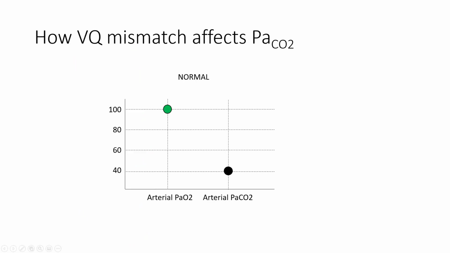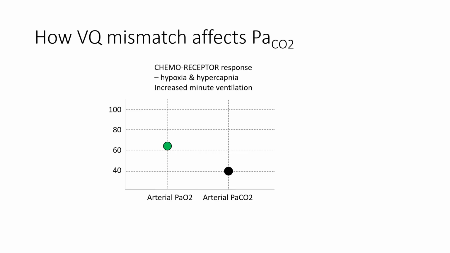How does your VQ mismatch affect your PaCO2? This is mostly affected by the alveoli with high VQ ratios, and these would result in decreased and wasted ventilation. So in these cases, you will see an increase in PaCO2. However, because of the chemoreceptor response secondary to hypercapnia and hypoxia, there will be an increase in minute ventilation that would drop your PaCO2 to normal.